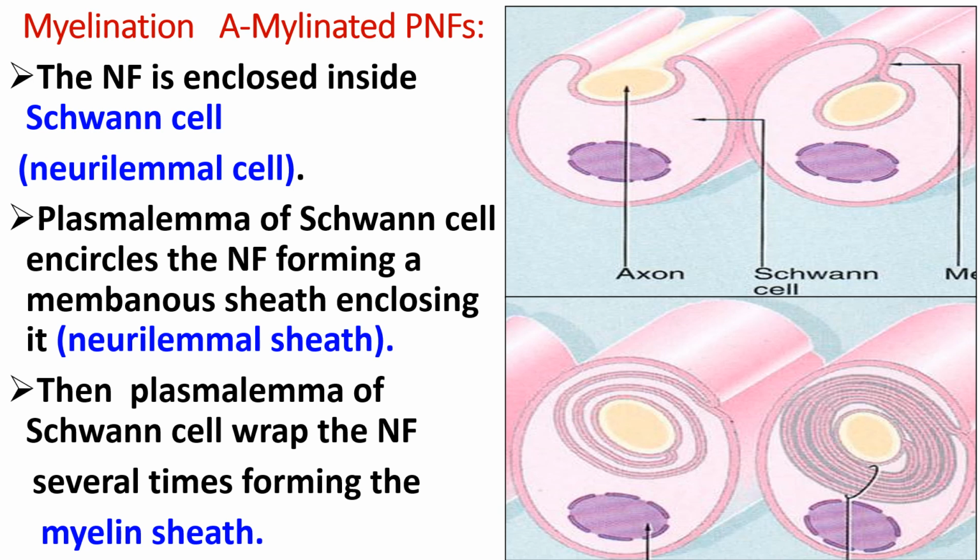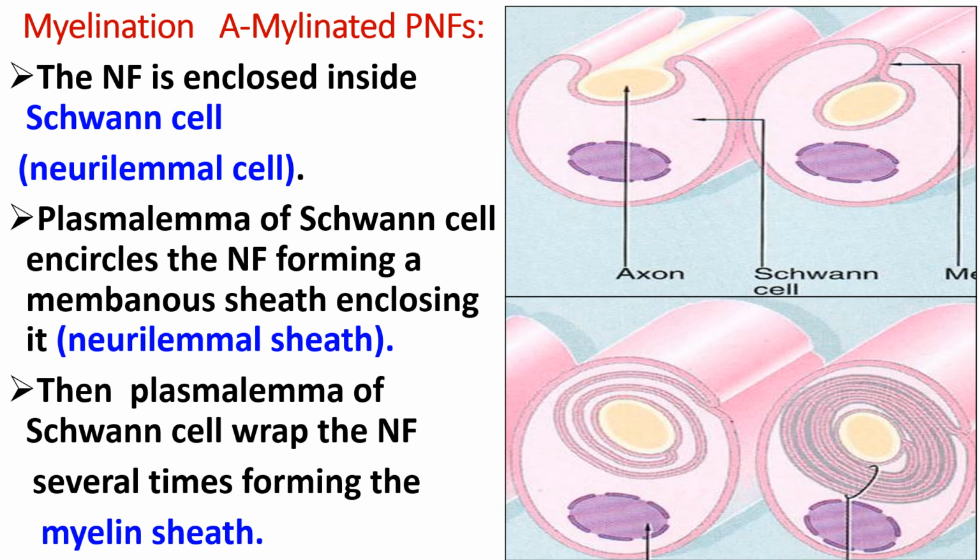Schwann cell is named after a scientist, a German scientist. His name was Schwann. It is also called neurilimbal cell. As you can see in the image, in the upper part, there is a nerve fiber enclosed inside a Schwann cell. Then the plasma lemma of Schwann cell encircles the nerve fiber, forming a sheath. It is called neurilimbal sheath.